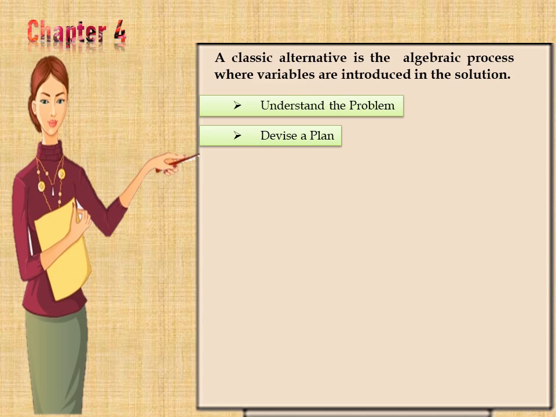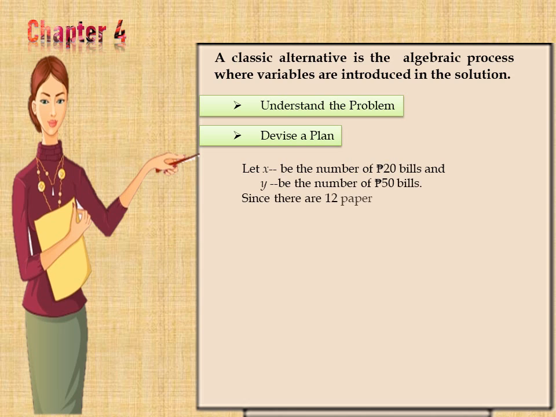Next, devise a plan. Since in this question, in example number 1, there are two unknowns, we will introduce variables here, suppose x and y. We'll let x be the number of 20 peso bills and y be the number of 50 peso bills. Since Angel received 12 paper bills, we can have an equation: x plus y equals 12. And this would be our equation 1.